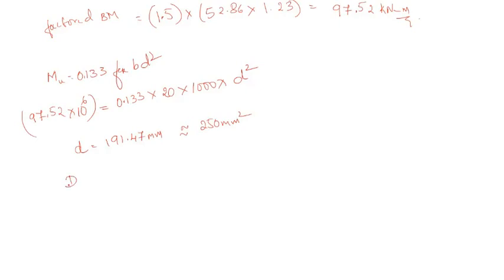Then we have to determine D, this is the total depth. We have to determine this one. Therefore, d plus clear cover plus half of the bar, which is equal to 250 plus clear cover. How much we have? Bottom 25, top 25, and we are using 16 bar. Therefore, we will get D equals 310 mm.